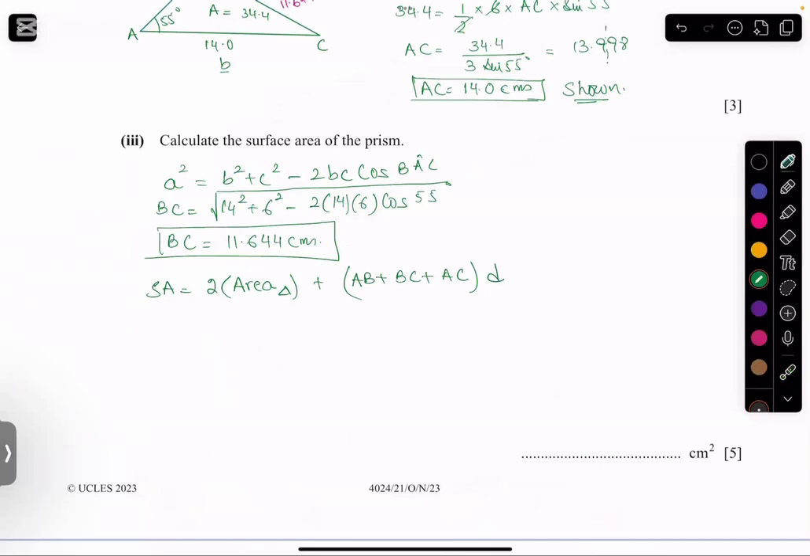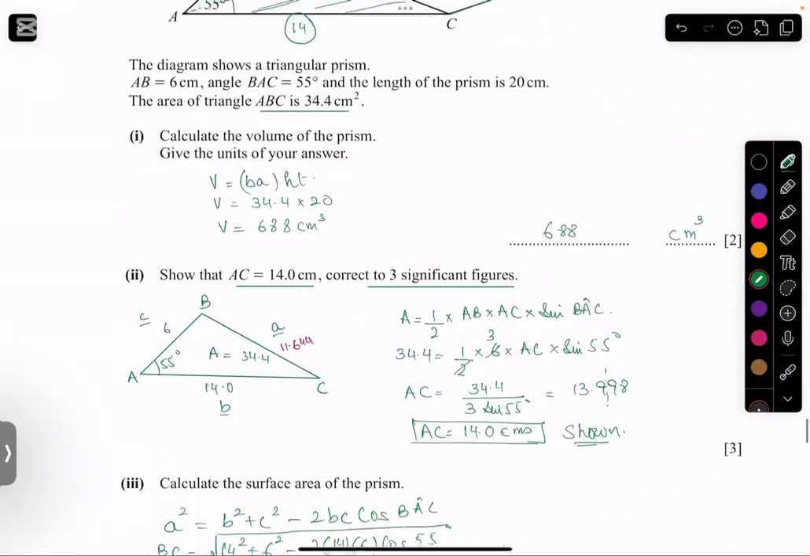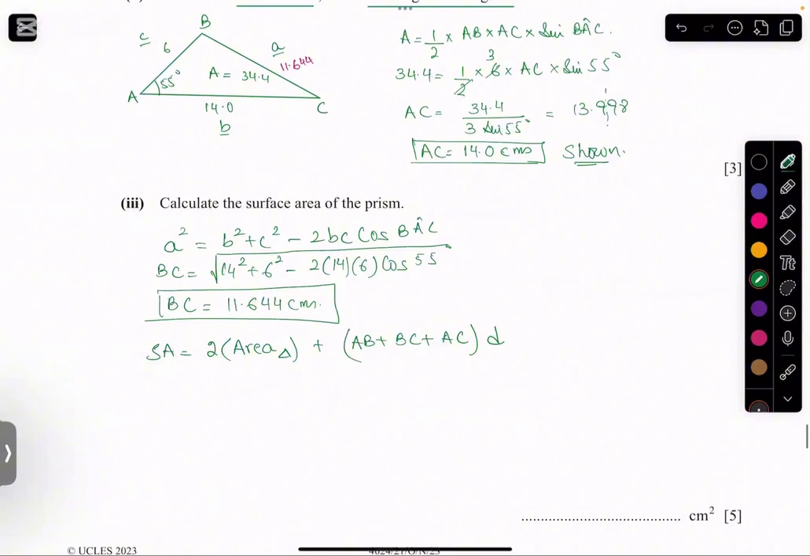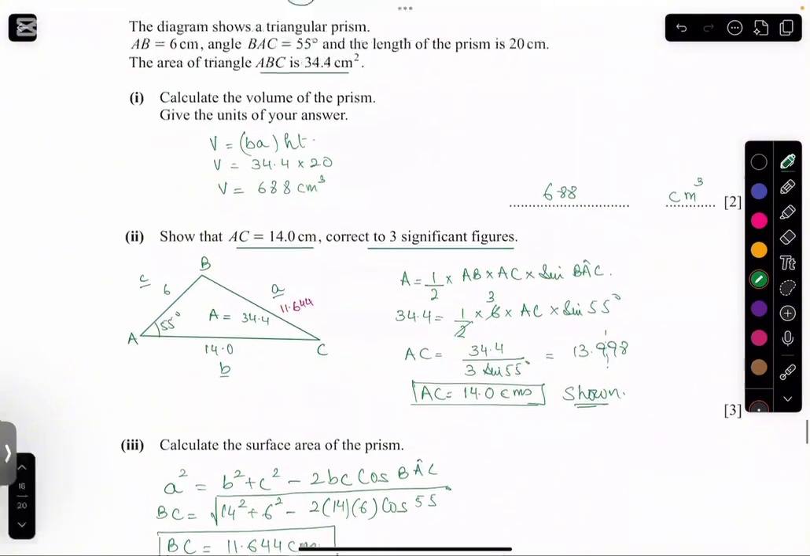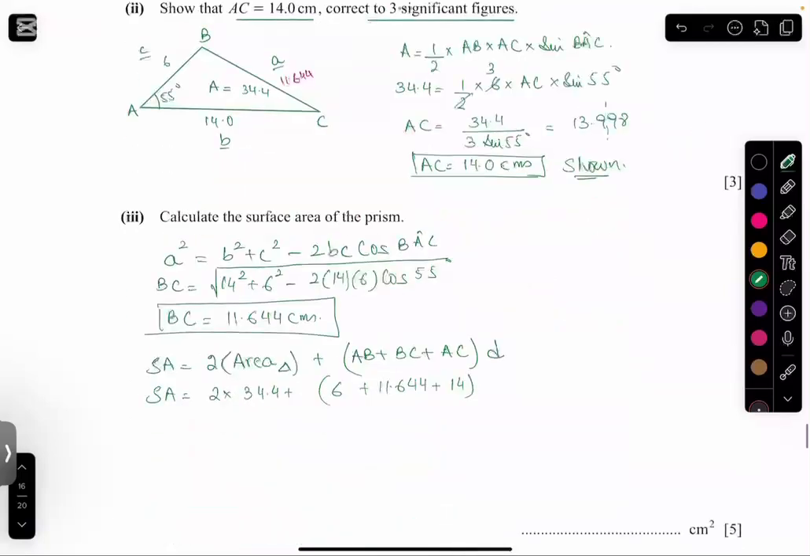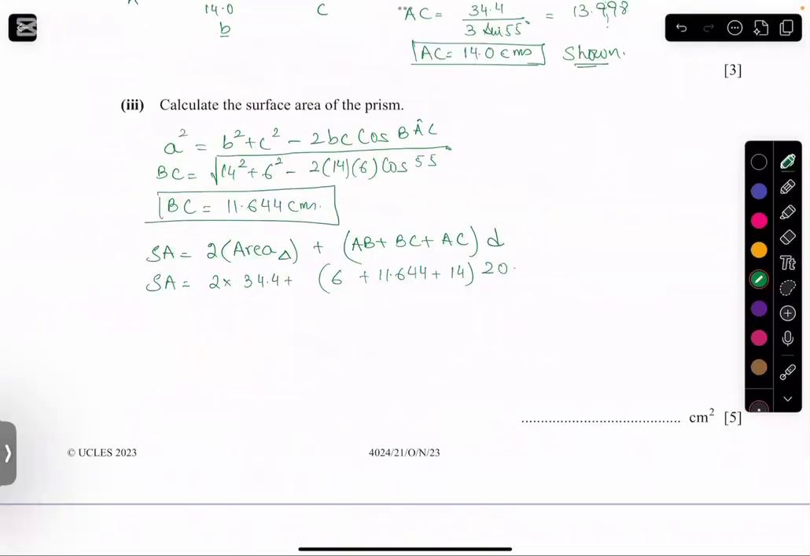The area of the triangle was 34.4. So the surface area is twice 34.4 plus AB, which is 6, plus BC, which is 11.644, plus 14, and then times the depth. And in this case, what was the depth? It was 20 centimeters here. So this will give me the surface area of the prism.